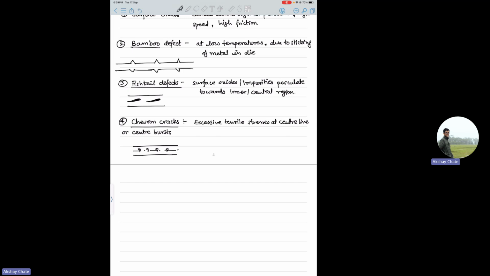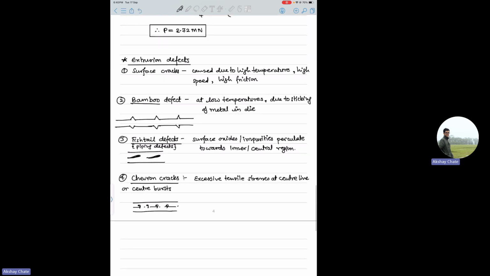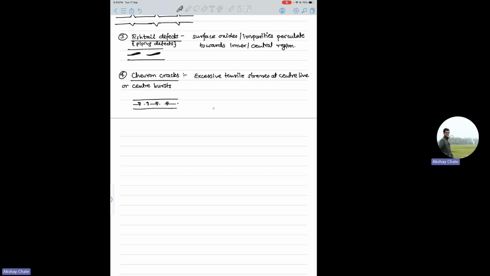Besides this center burst, there are some piping defects, but the idea is the same. This piping defect is nothing but, again, because of impurities. It's like a fishtail defect only. So this again can be looked into as piping defects. Here also impurities go toward the center, so you'll have fishtail kind of things. Okay. So these are the defects associated with the extrusion process.